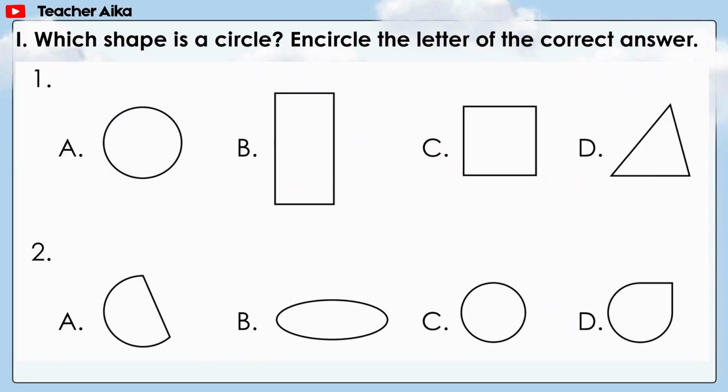Let's answer this one. Which shape is a circle? Encircle the letter of the correct answer. 1. The answer is letter A. Next, 2. The answer is letter C.